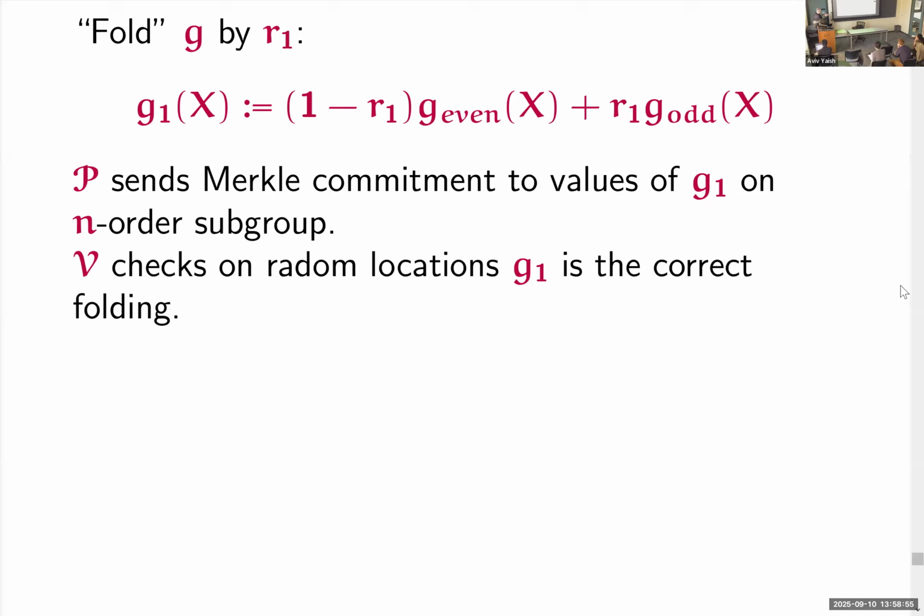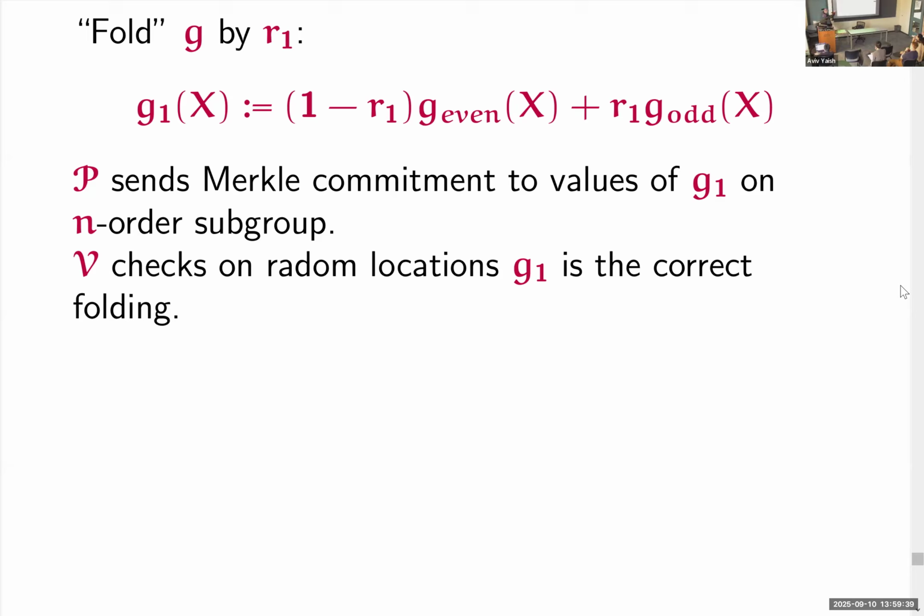Okay, and now, so this is a polynomial of degree n over 2. Now we're going to have P send a Merkle commitment to the values of G1 over an order n subgroup. And we're going to have the verifier. So we've sent these two Merkle commitments, where the second is supposedly this folding of the first, but we don't know that for sure. So the verifier is going to check at random spots that really G1 is the folding of G by R1.